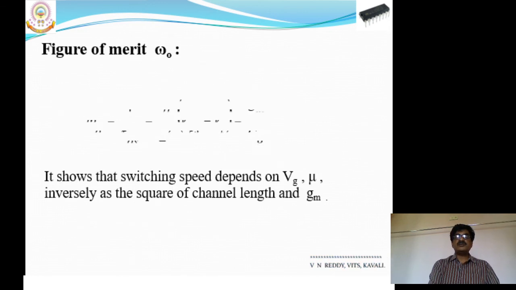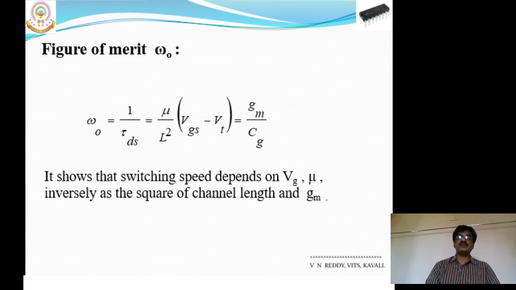Now coming to the figure of merit. The notation for the figure of merit is omega naught. It is a frequency term, and frequency is the inverse of time. So omega naught equals the inverse of the transit time tau ds. Already you know that tau ds is L square by mu VDS. Therefore, the expression becomes mu VDS divided by L square.